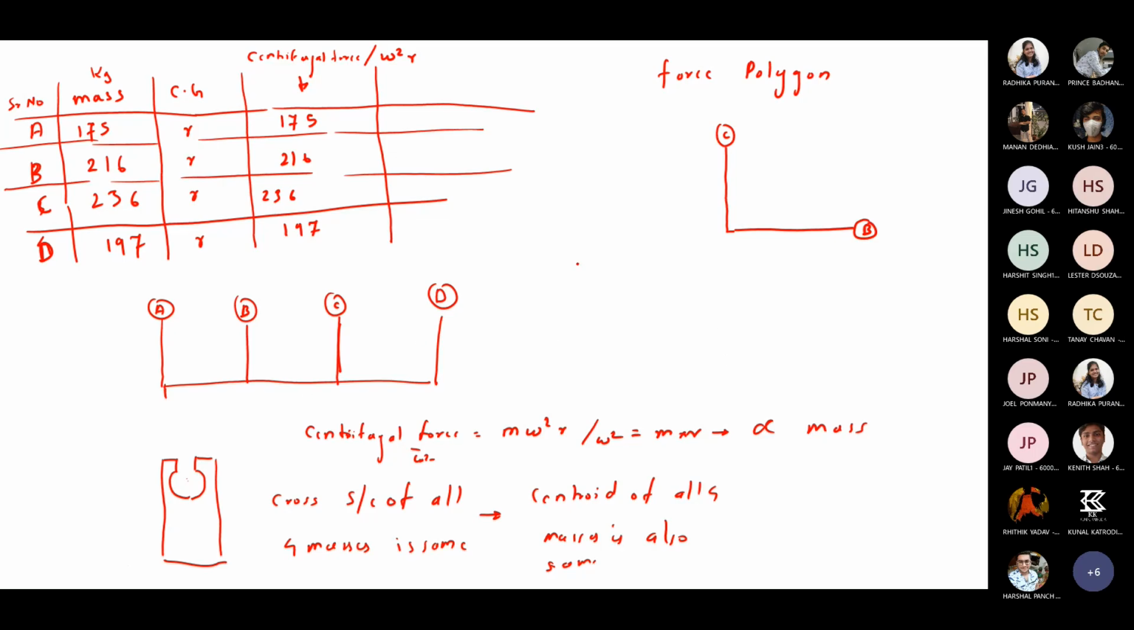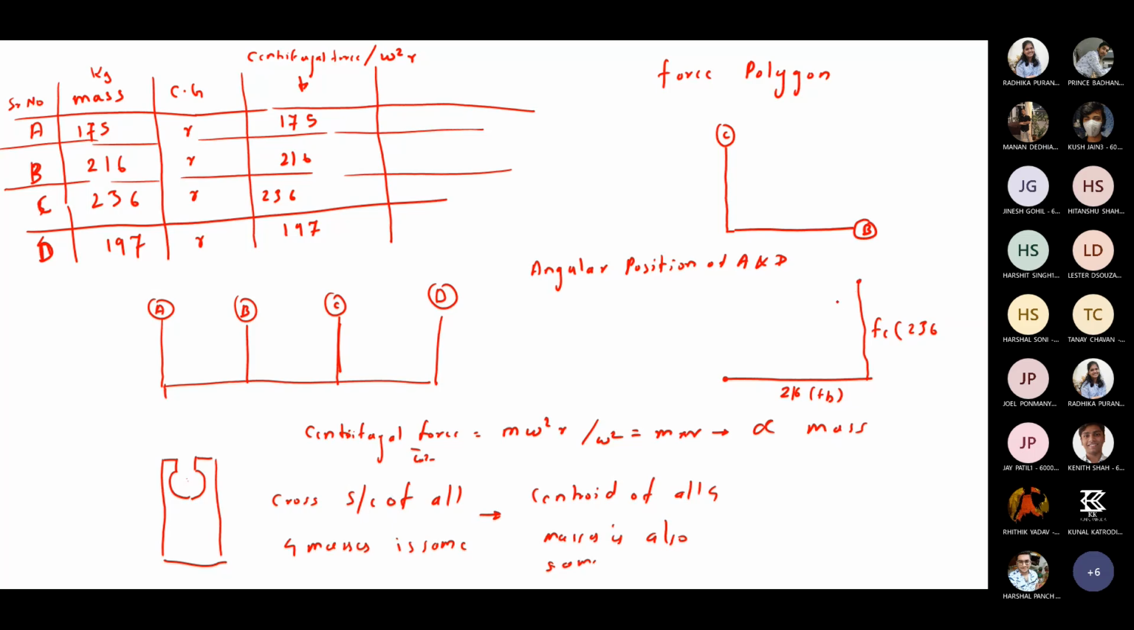Now we don't know the angular position of A and D. So to find the angular position of A and D, we are going to construct the force polygon. So FB will be 216, and FC will be perpendicular to that, and that is 236.